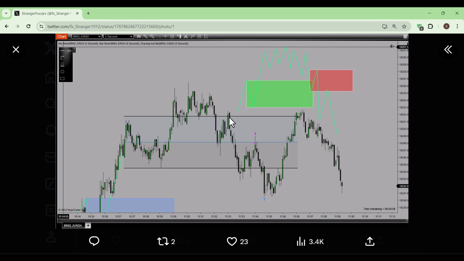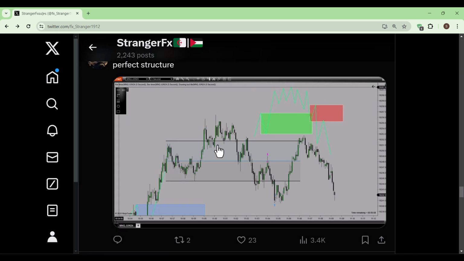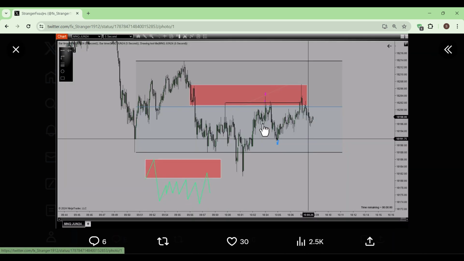But I know that this setup is unlikely to work, so I left it and I entered on the flip. As you can see here, a simple market structure shift. Let's take a look at another example, another beautiful example.